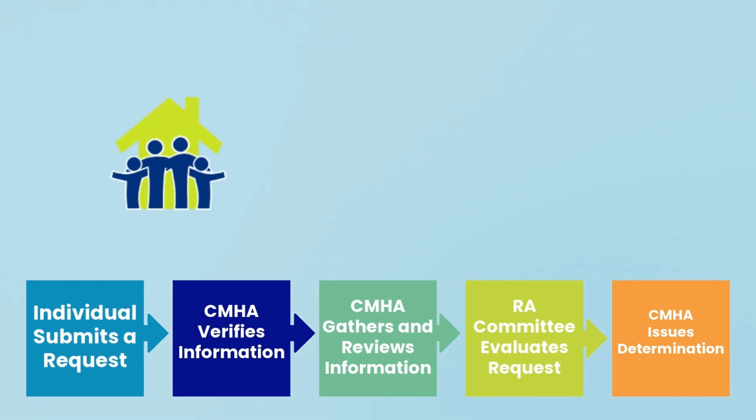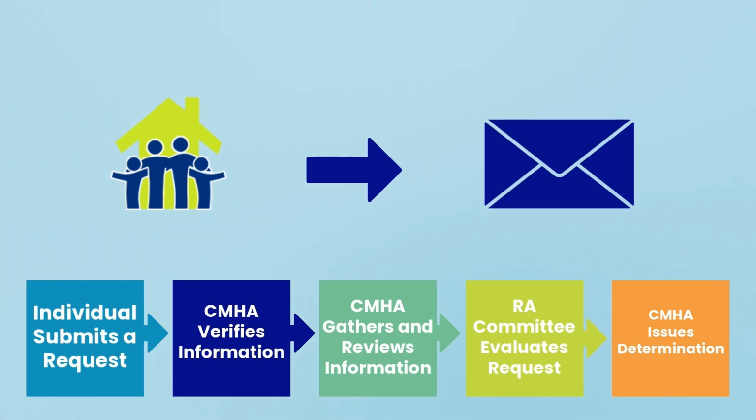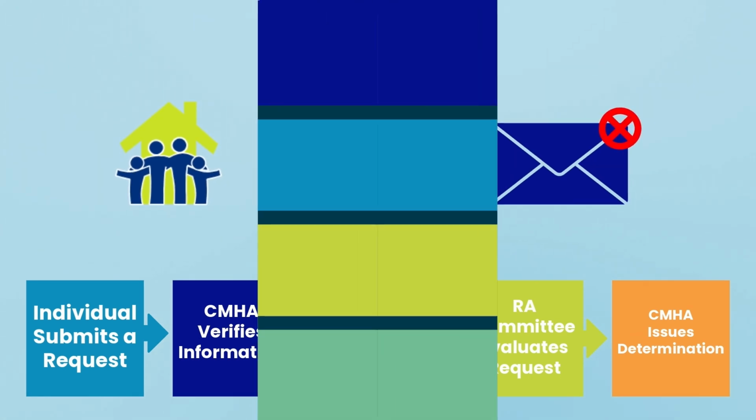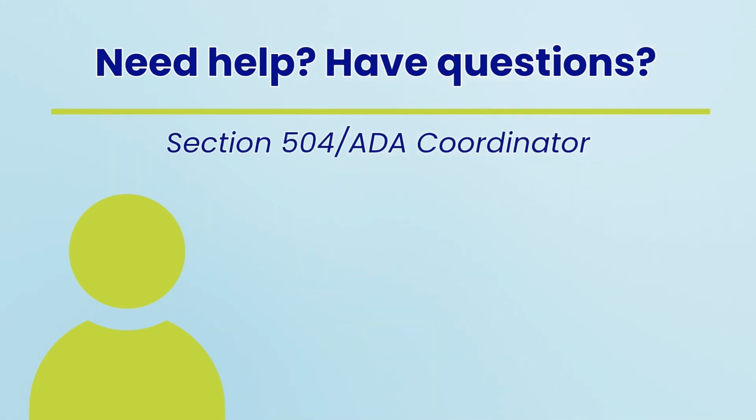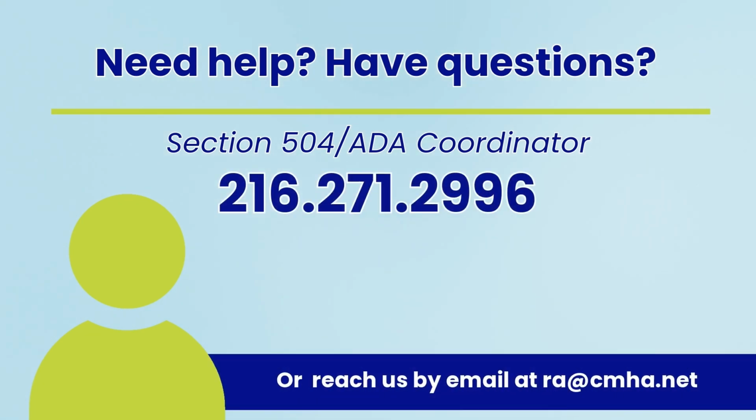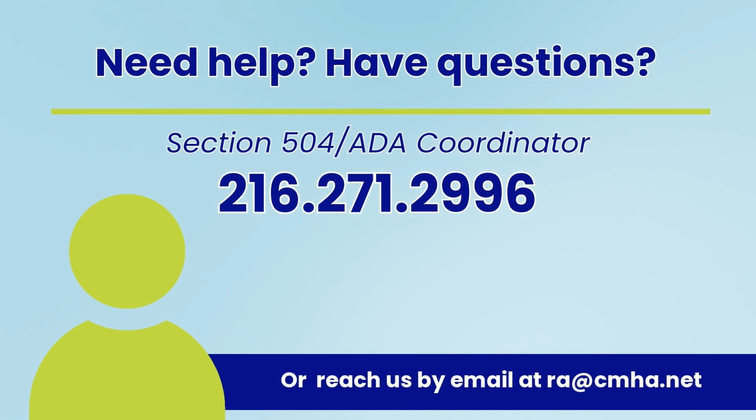Finally, CMHA will issue a determination letter explaining whether your request was approved or denied. If approved, CMHA will follow up with next steps. If denied, you have the right to appeal the decision. If you need assistance with the application process or have any further questions, please contact CMHA's Section 504 ADA Coordinator at 216-271-2996.